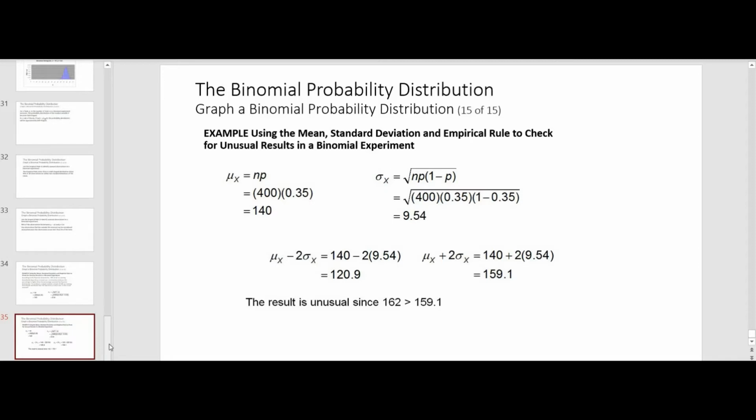This is a simple example of when we can use the empirical rule, because the number of trials is big and we can consider the binomial distribution to be a normal distribution and we can apply the empirical rule to it.